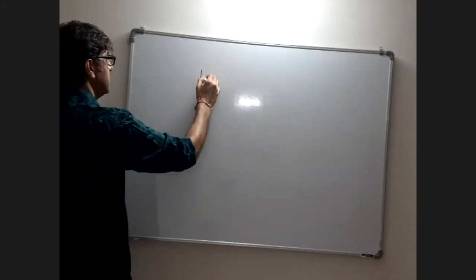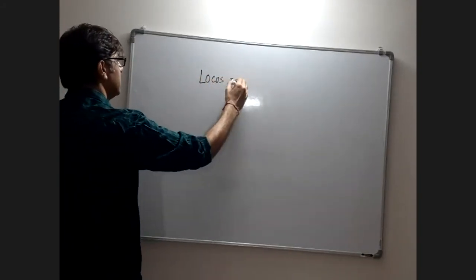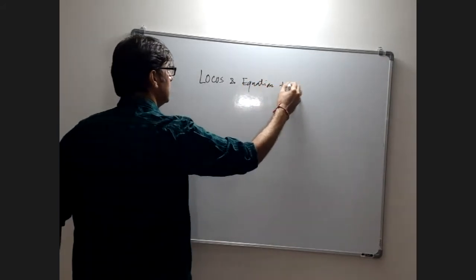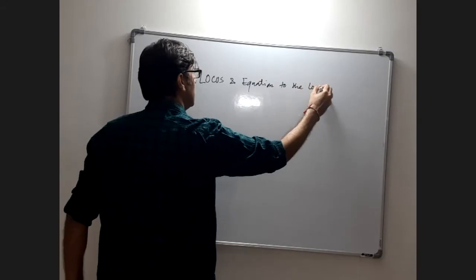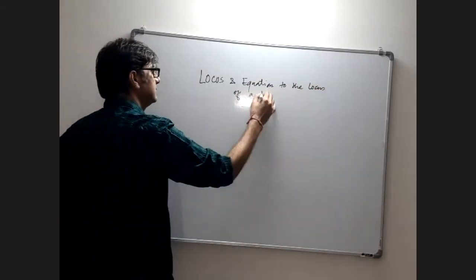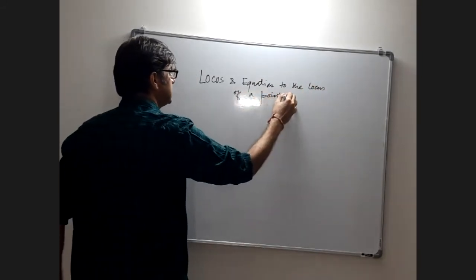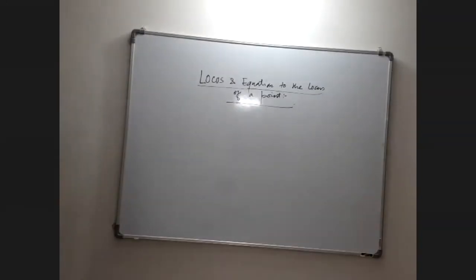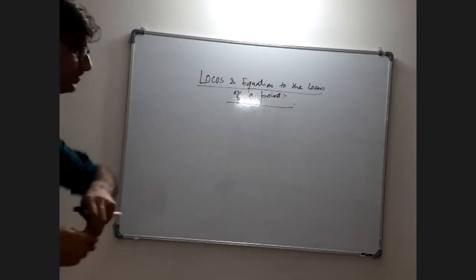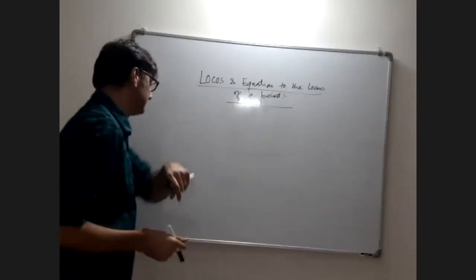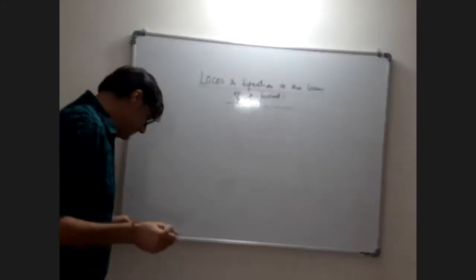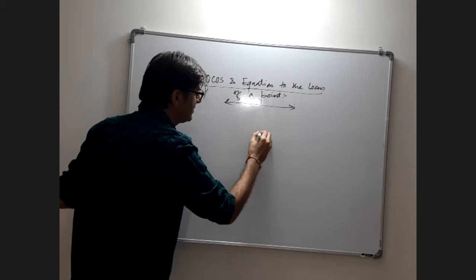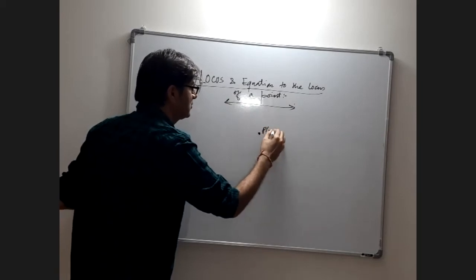Locus and equation to the locus of a point. क्या होता है? What's the locus? What is the locus? Locus क्या होता है? Locus is the curve. For example, if there's a point B that is xy.